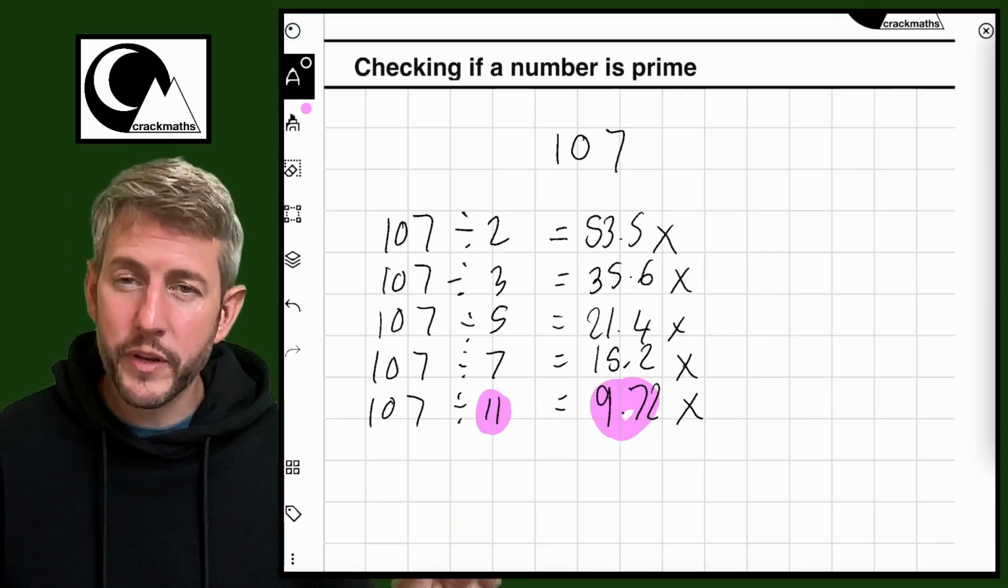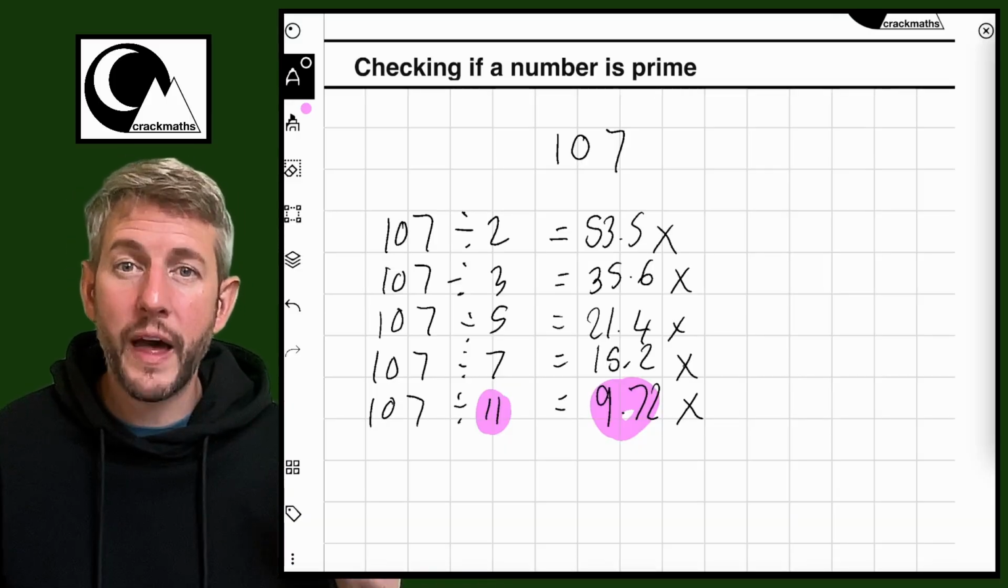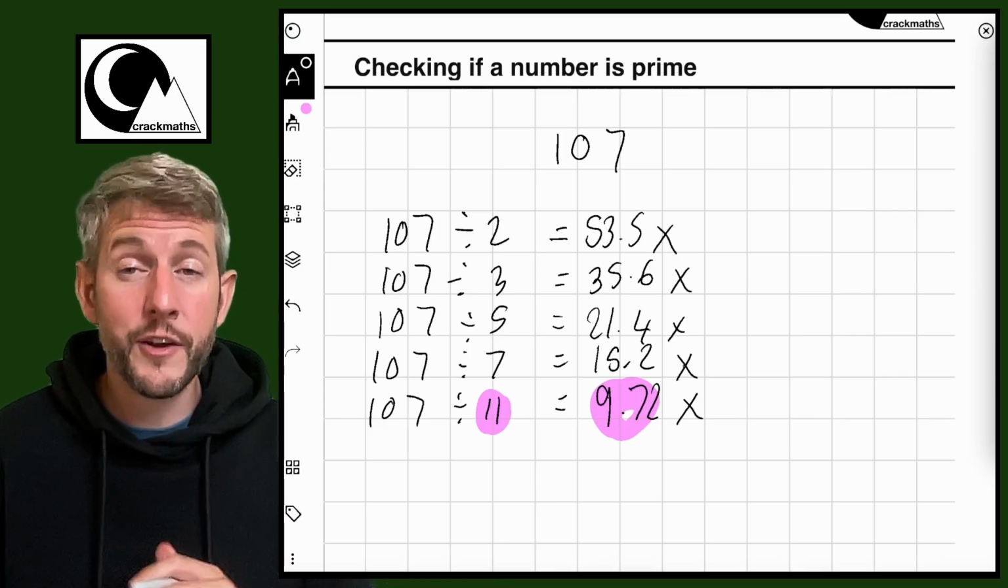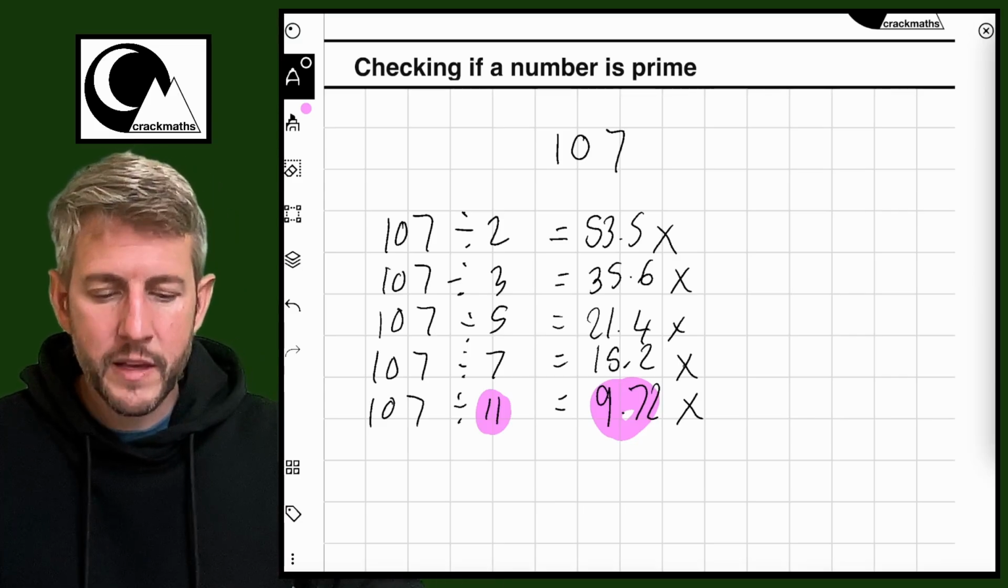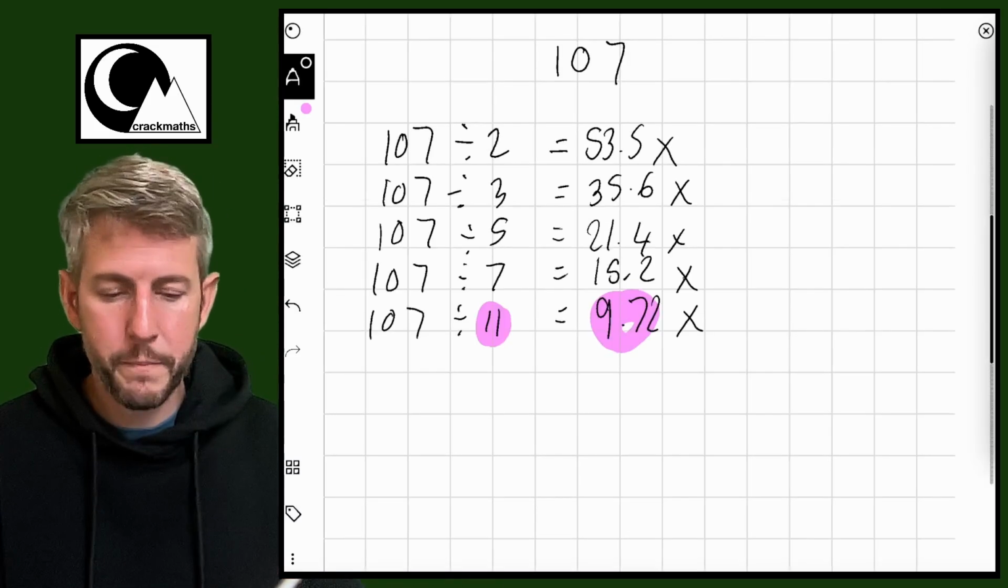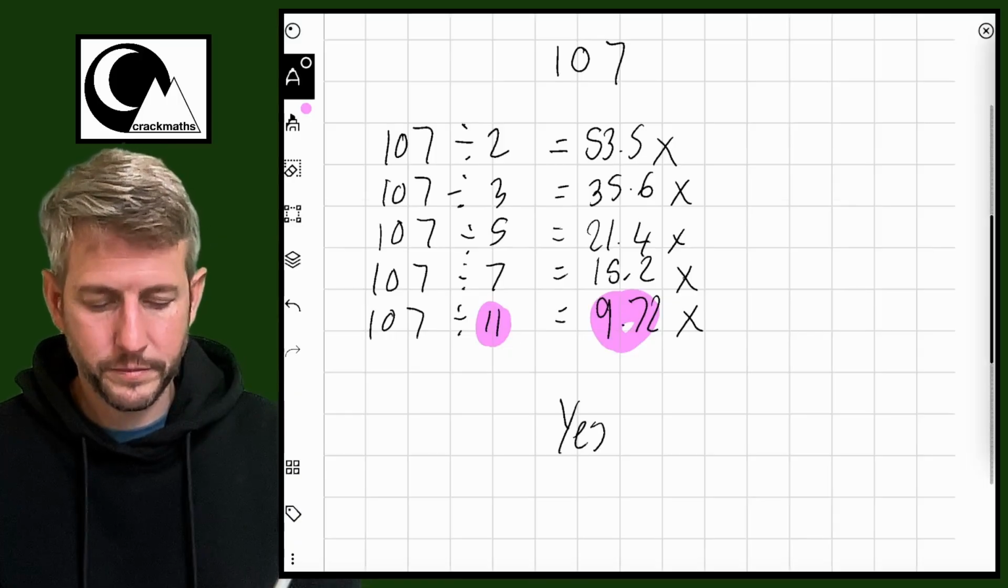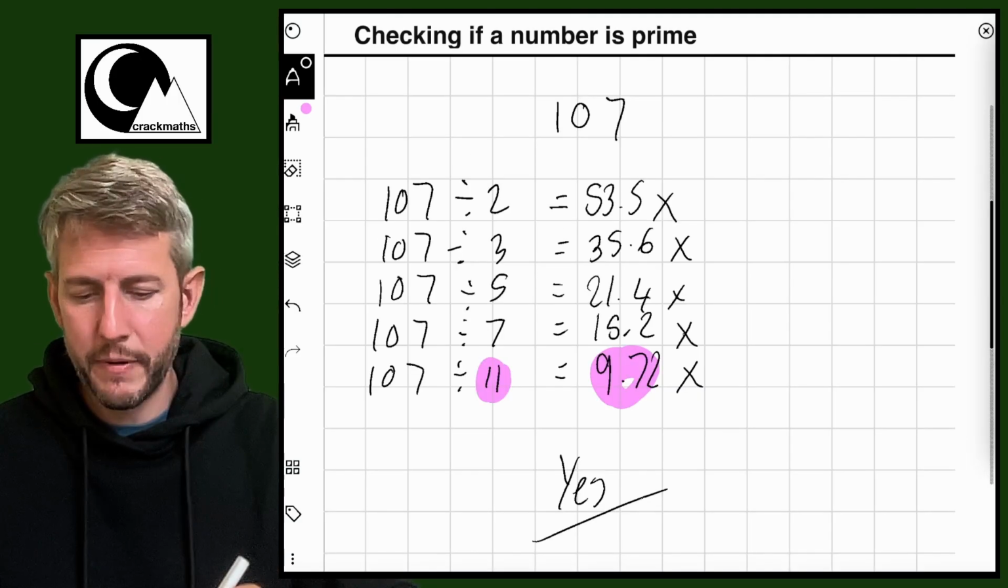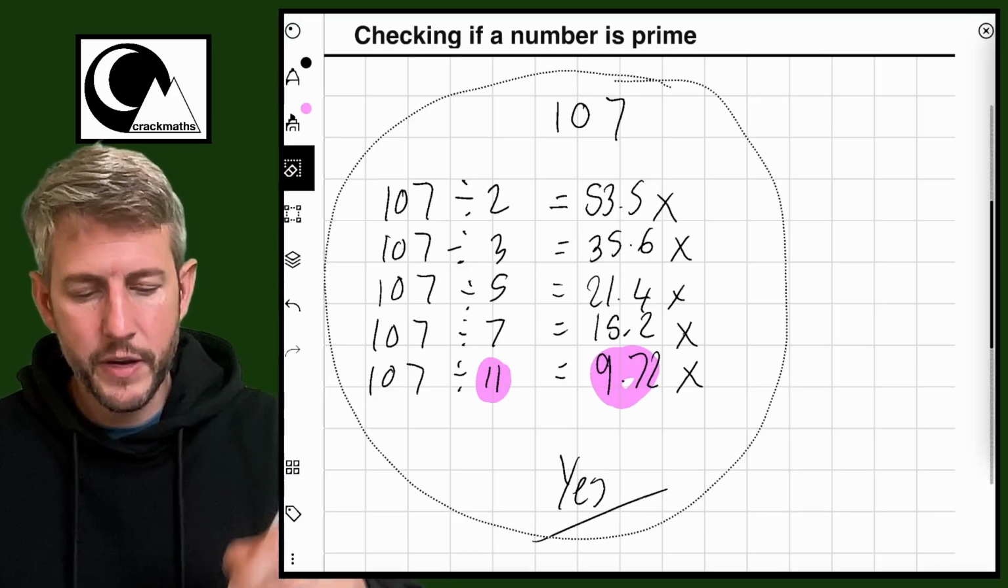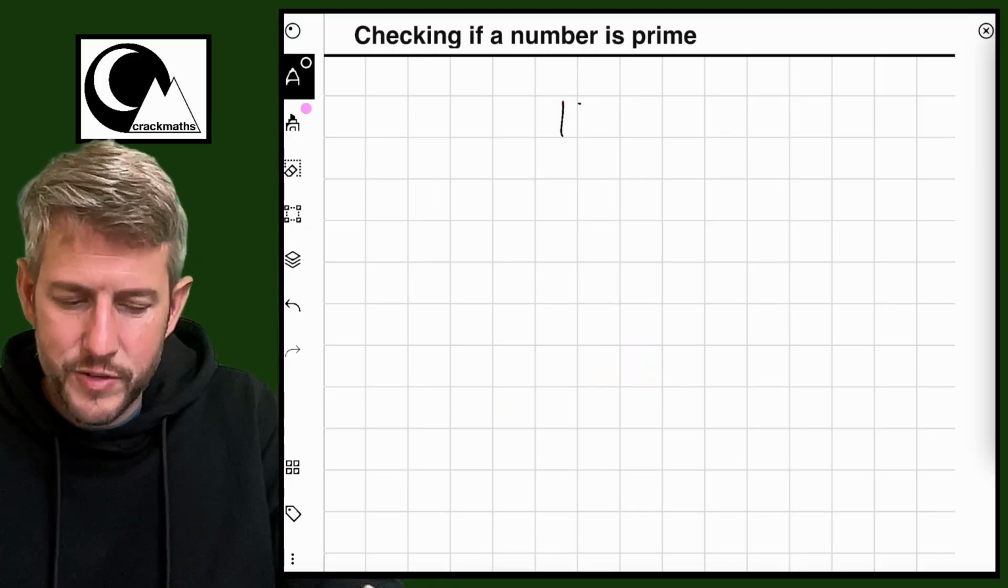So there's no point continuing on. We know now that there are no whole numbers that 107 can be divided by. So is 107 prime? Yes. Let's try another example of that. Let's pick another number. This time, let's try 171.